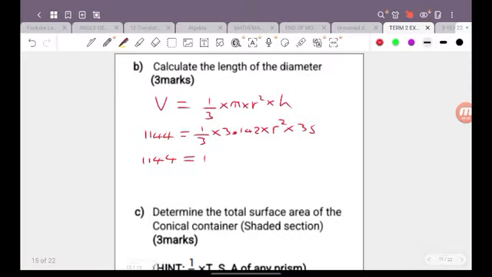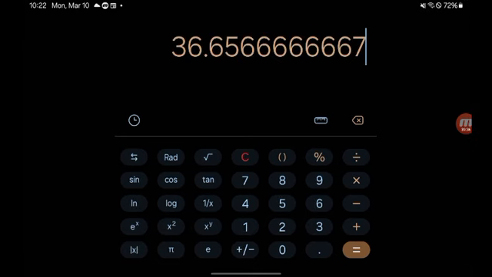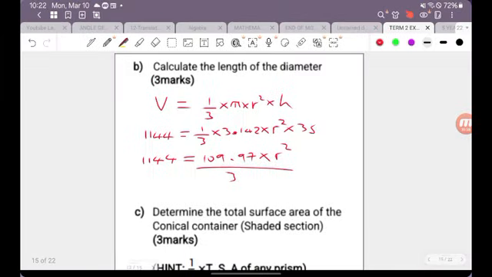So that's 109.97 multiplied by r squared divided by 3. I'm just taking my time and doing it step by step. All right, so if we go ahead and divide 109.97 by 3, we're going to end up with 36.65, or 36.66.